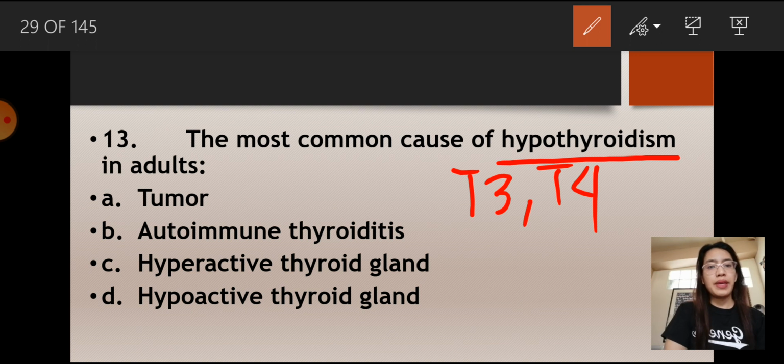Okay? So, anong pinaka-common cause? It's usually your antibodies trying to attack, na-atake niya yung thyroid gland mo. So, ngayon, hindi na siya makapag-produce ng tamang supply ng thyroid hormones mo. We call it your Hashimoto's thyroiditis, also known as autoimmune thyroiditis. Okay? That's the most common cause of hypothyroidism.